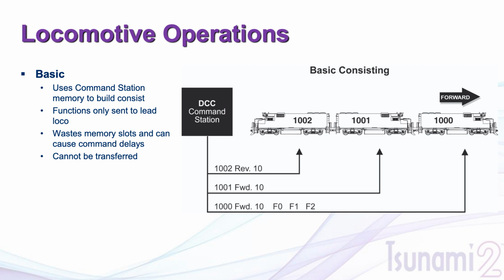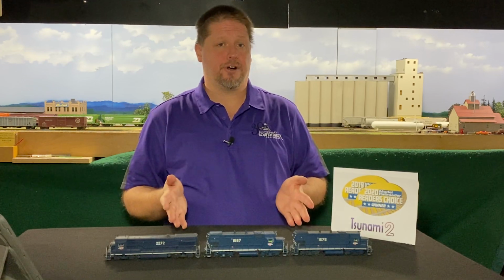So now let's look at a basic consist. A basic consist is stored in the DCC system memory. And basically your DCC command is going to be, hey everybody listen up, locomotive 1575, move forward, speed step 10, turn on F0, turn on F1, turn on F4. Hey everybody listen up, locomotive 1587, move forward, speed step 10. Hey everybody listen up, locomotive 2272, move reverse, speed step 10. Now did you hear anything missing out of those trailing two commands? That's right, you didn't hear any functions.